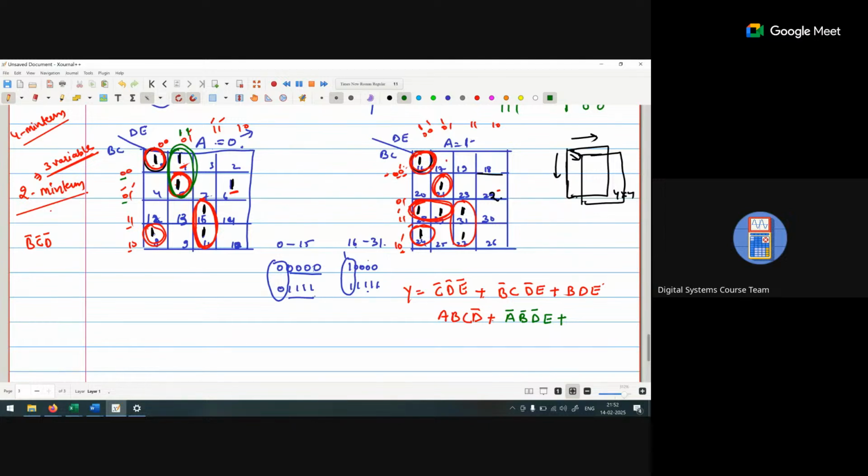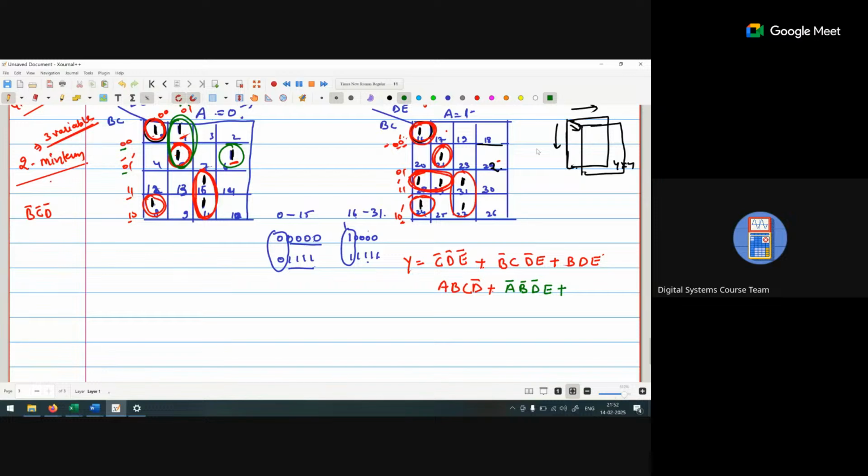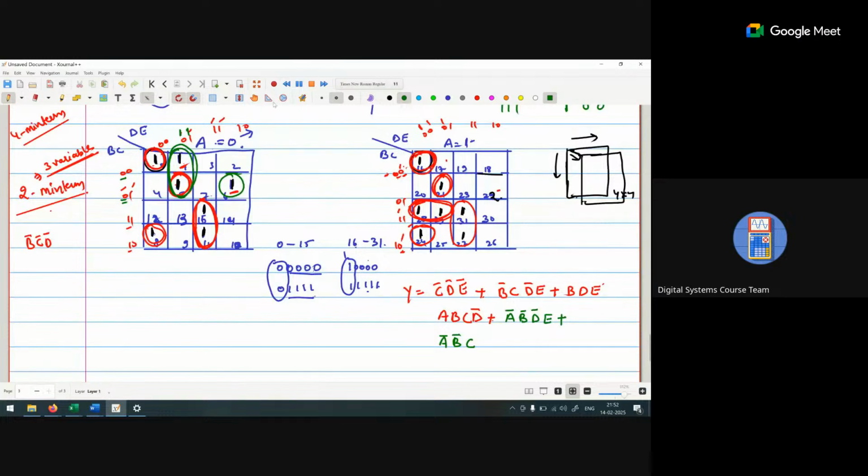One more term is remaining. Which term? This one. This term is not creating any group. So what should we do? It is a term of 5 variables. So A is 0, B is 0, C is 1. Okay. Then D is 1 and E is 0. So this is the expression.